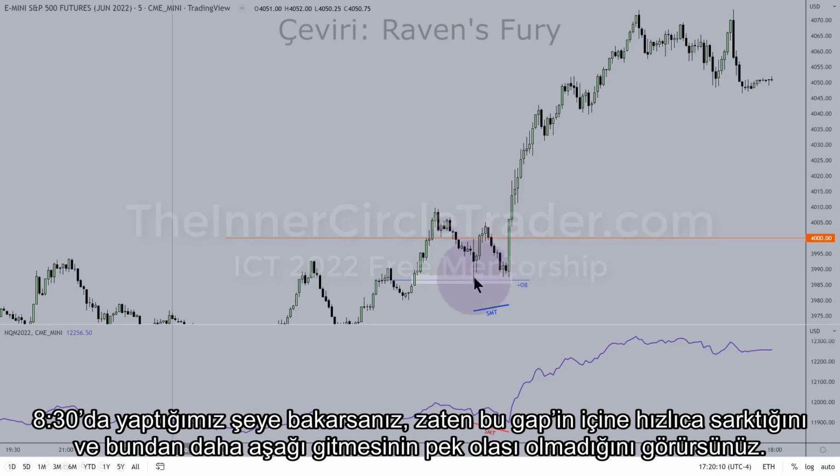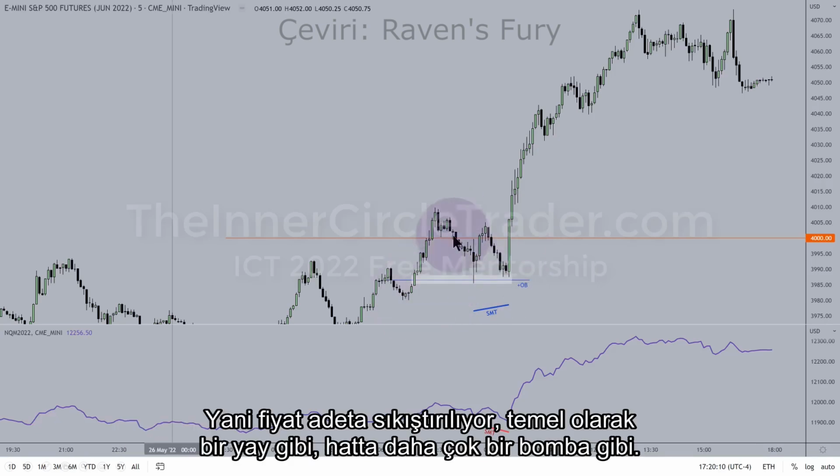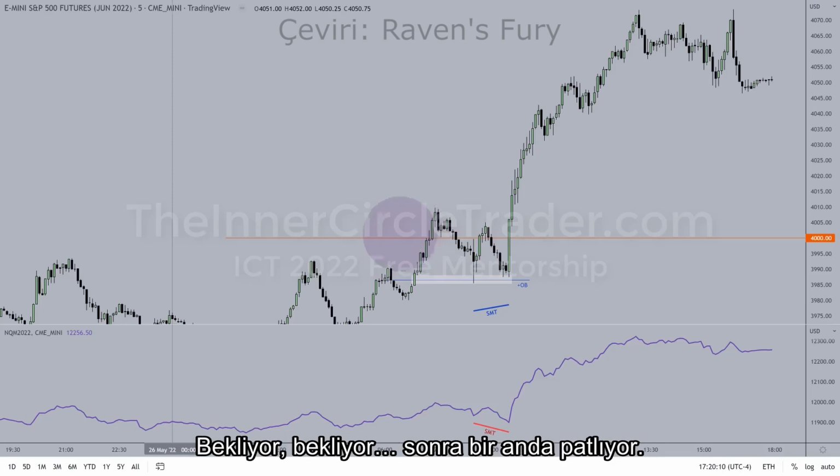If you look at what we did on 8:30, it already snapped down into this gap, and it's not likely to go lower than that. There's no need to. Okay, so it's being compressed, basically like a spring or like a bomb, really. I hate to say it, so crude, but that's what it is. It's like waiting, and then all of a sudden it explodes.